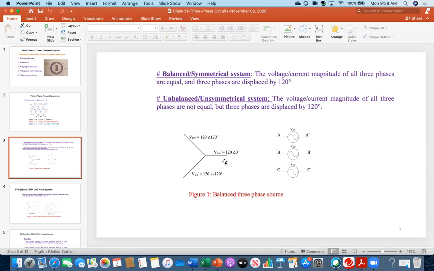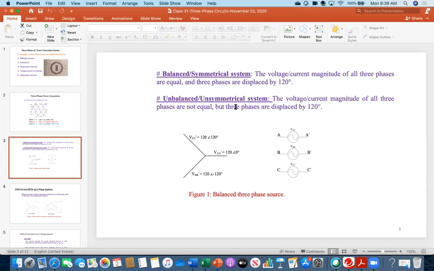So here I am showing that example. You see this is like A prime, B prime, C prime. They are producing AC. That is the meaning. And this is the thing I showed you on the whiteboard. Like VAA prime, that is producing 120 volts, for example, at an angle of 0 degrees. This is the reference. And with respect to this reference, what is the BB prime? You see, magnitude 120, angle minus 120. Then what is the CC prime? Anti-clockwise, plus 120. So this is the example of the balanced three-phase source or balanced three-phase system.